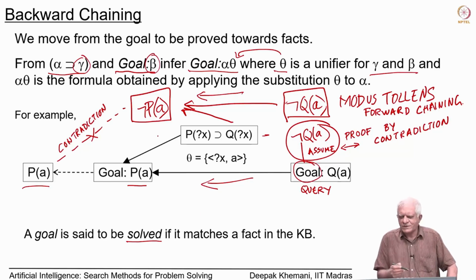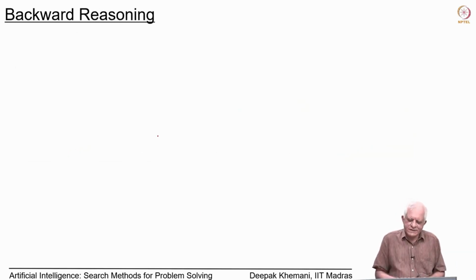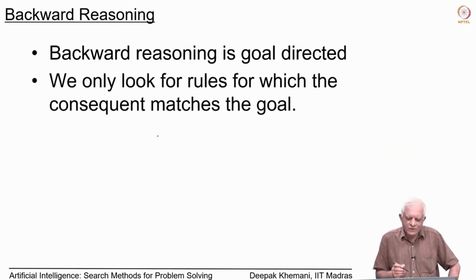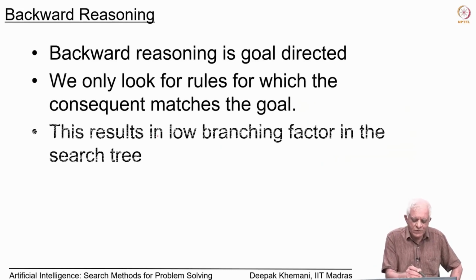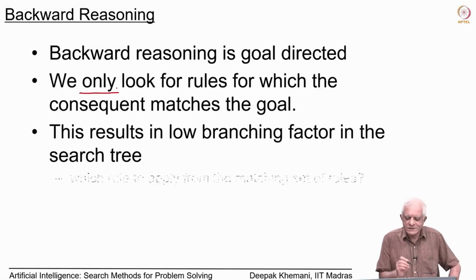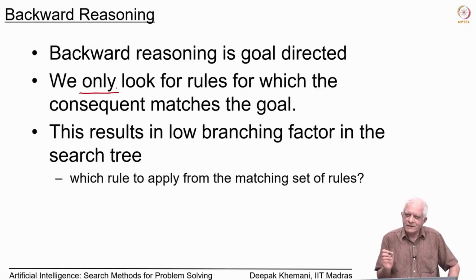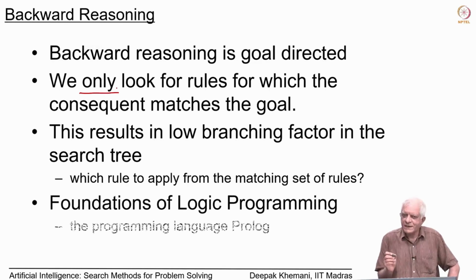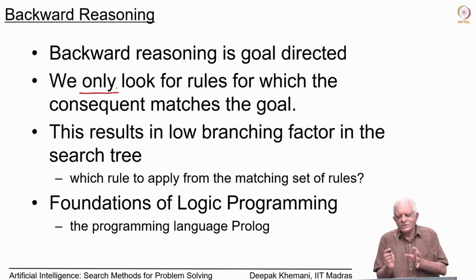So, if you give some thought to this, backward reasoning is goal directed. We move from goal to facts. We only look at rules for which the consequent matches the goal. For the same reason why we said that backward state space planning has a small branching factor, in a similar way backward reasoning or backward chaining also has a small branching factor, because you are only interested in showing that this particular goal is true essentially.